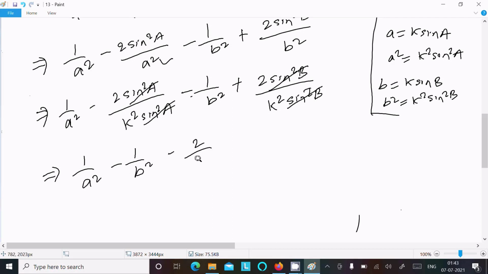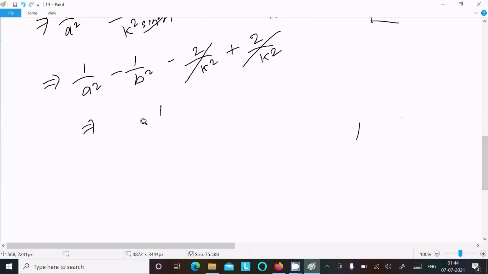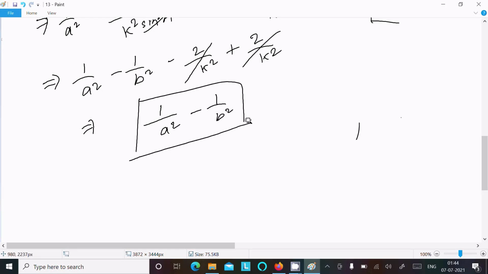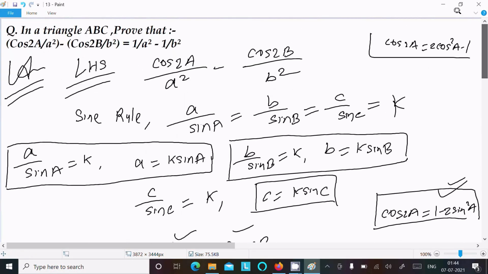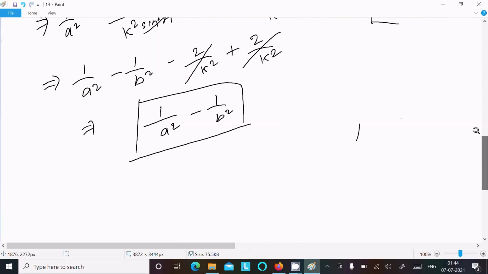So this is written as 2 divided by K square, plus 2 divided by K square, so this plus and minus cancel. Now finally we get 1 by A square minus 1 by B square. On the RHS you can see 1 by A square minus 1 by B square. So we can write LHS equals RHS. It's proved.